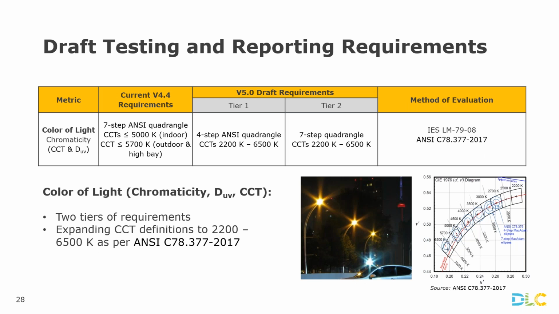The next topic is the color of light itself, more accurately described as chromaticity. Here we also propose 2 tiers. Generally, tier 2 is consistent with 4.4. And for both tiers, we are expanding the requirements to incorporate all definitions specified by NCC 78-377-2017 for correlated color temperatures all the way from 2200 Kelvin to 6500 Kelvin.